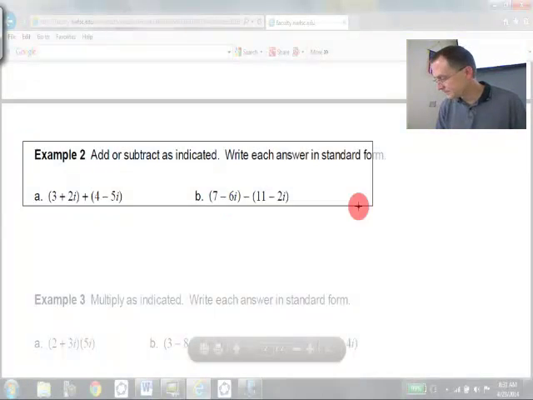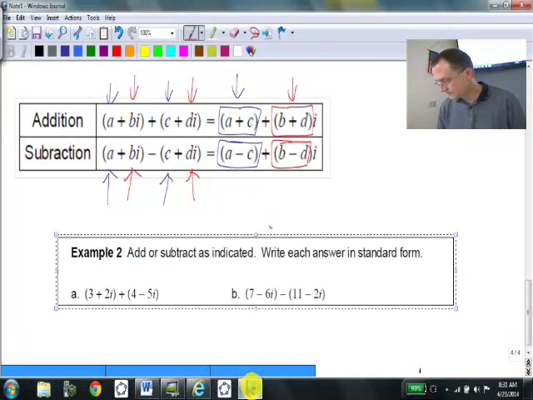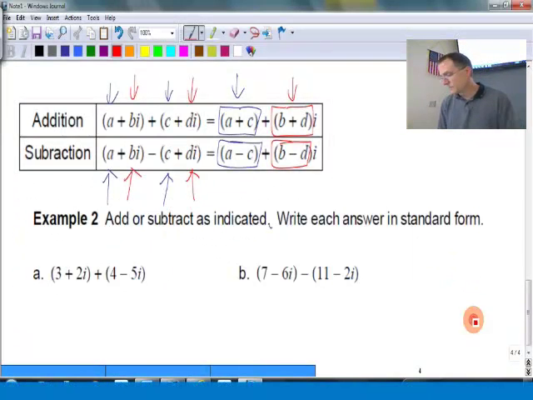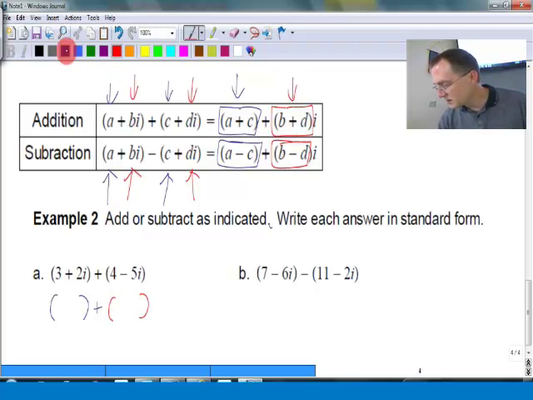Example 2. So example 2a, if we want to respect that rule up there, we're going to get a real part, and we're going to get an imaginary part times that i. The real part of the first one is 3. The real part of the second one is 4. What's 3 plus 4? 7. Okay, so the real part of the sum is 7.